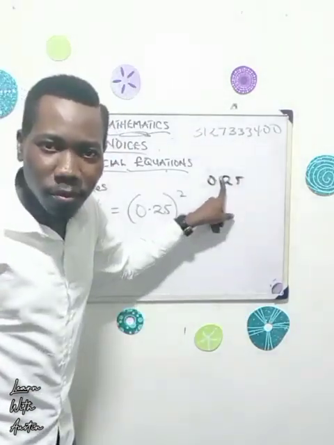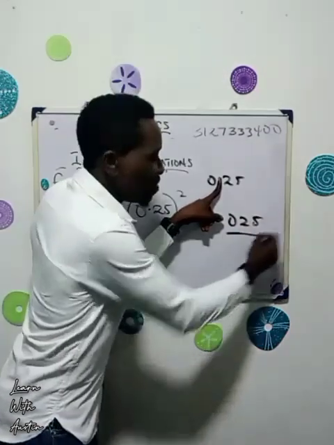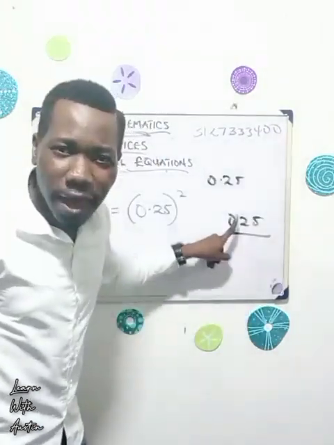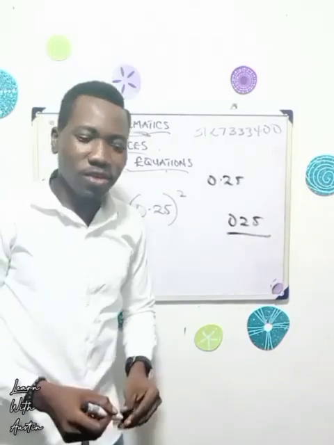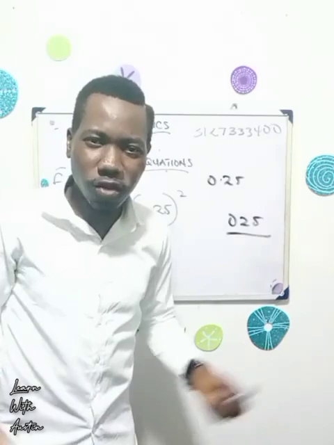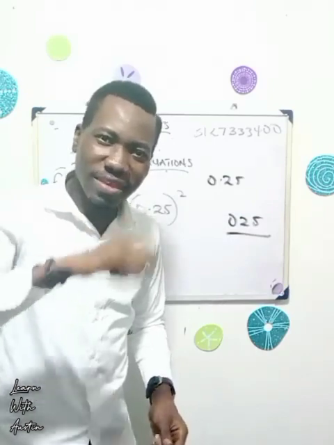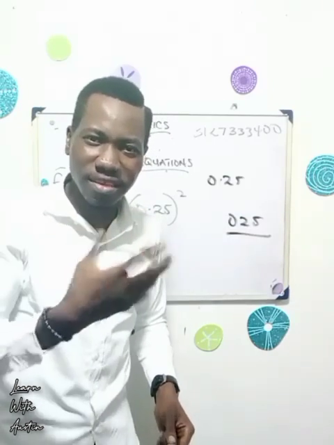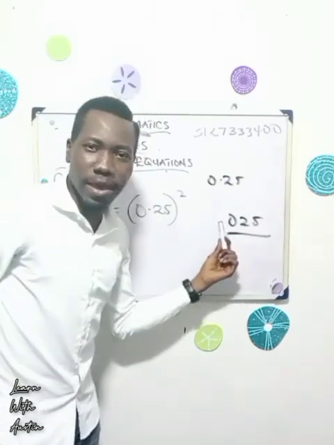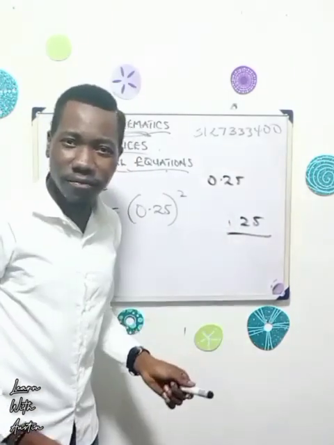So ignore the decimal point, you have 0.25, right? 0.25 is the same thing as 25. Why? Because this 0 is insignificant. Just like, let's say you are going for a group competition, and you are number 01, 01 is the same thing as 1, because the 0 in front is insignificant. It has no value. So I can write it as 25.